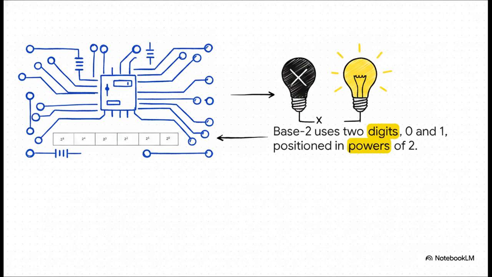But check this out. The positional rule remains beautifully, perfectly identical to our decimal system. The only difference? Instead of powers of 10, we're just utilizing powers of 2. 2 to the 0, 2 to the 1, 2 to the 2, and so on.